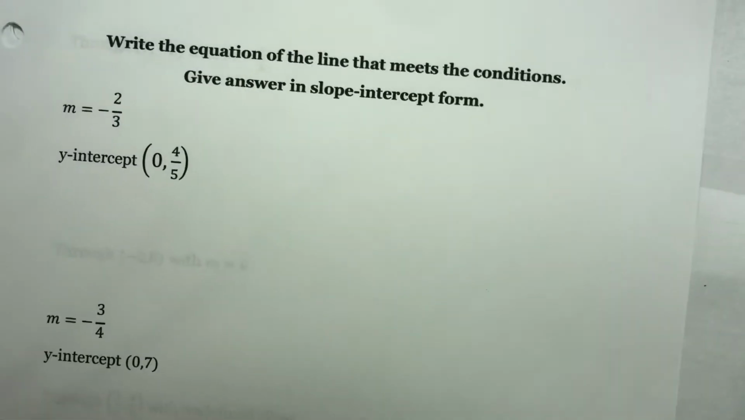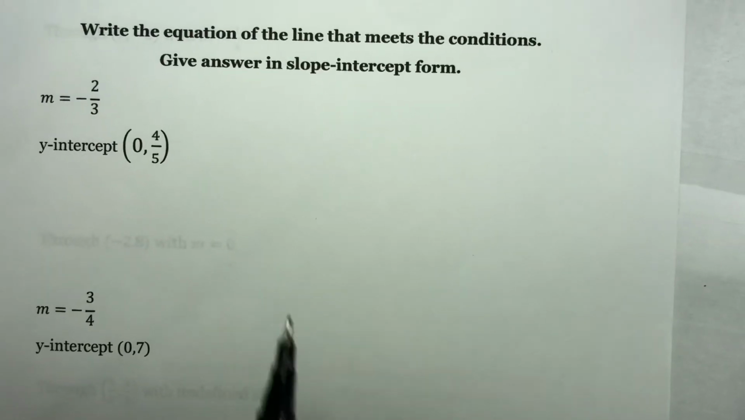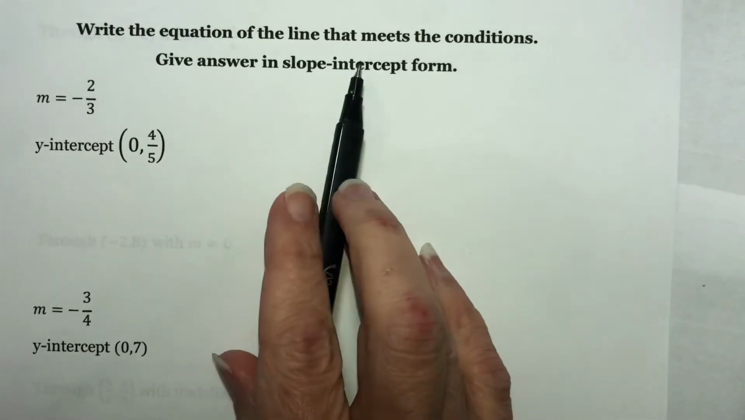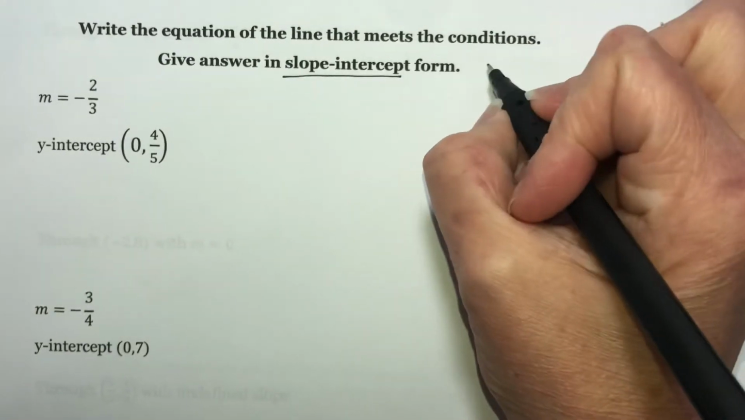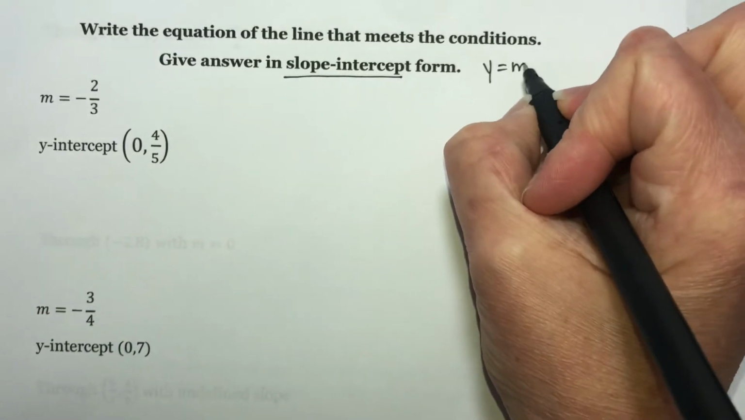Okay, so first types of problems. Write the equation of the line that meets these conditions. Give answer in slope-intercept form. You really need to pay attention to this, so I'm going to get it in y equals mx plus b form.